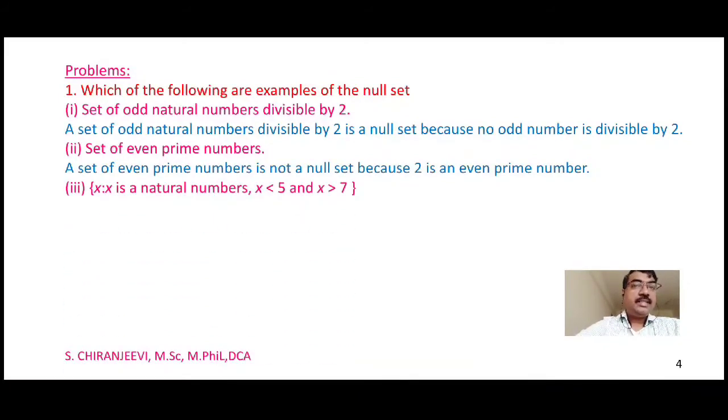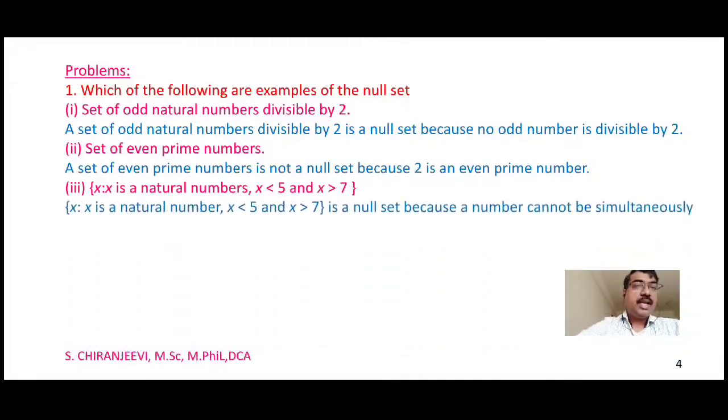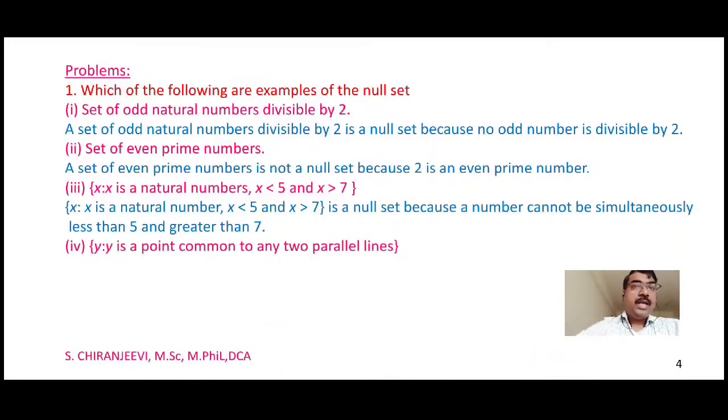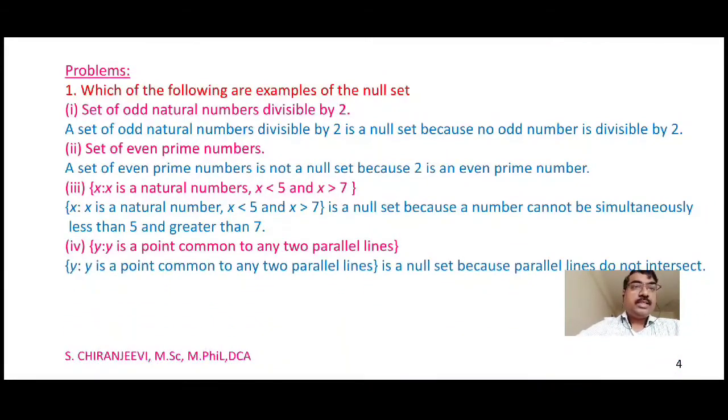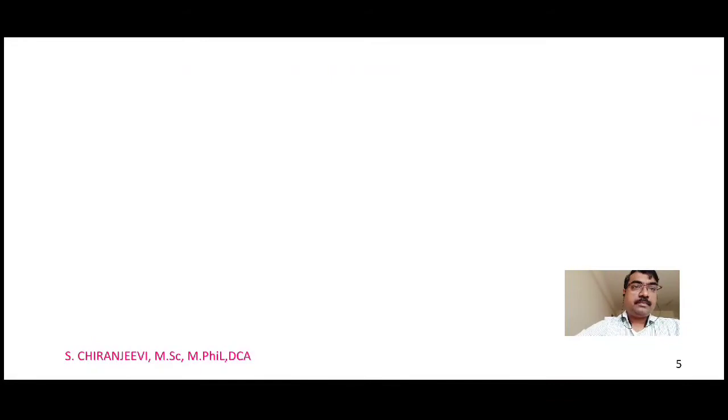{x such that x is a natural number, x less than 5 and x greater than 5}. Here we will not get any number that is both less than 5 and greater than 5, so this is a null set. {y such that y is a point common to any two parallel lines}. Here we will not get any common point for two parallel lines, so this is a null set.